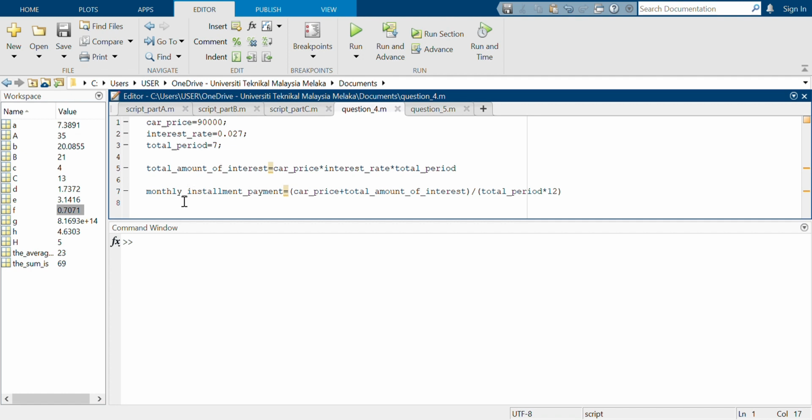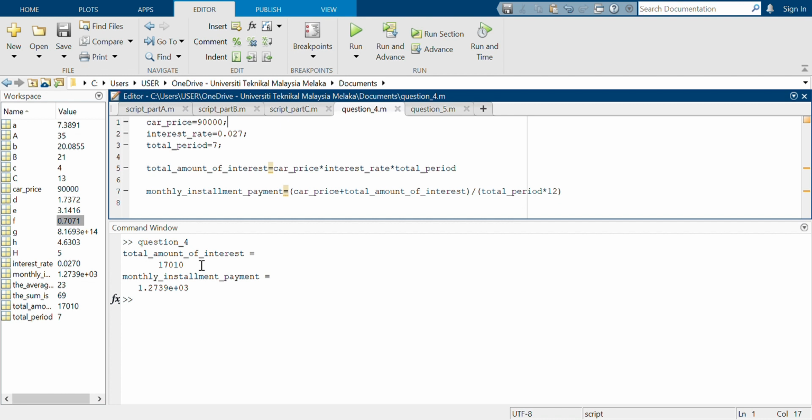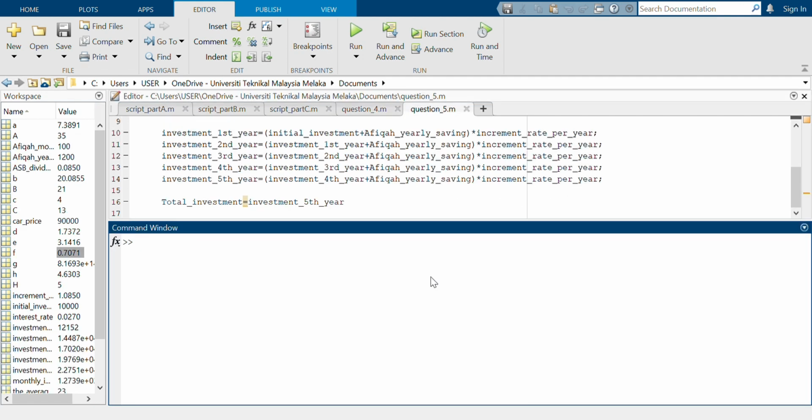And then for monthly installment payment, it's car price plus the total amount of interest, divided by total period, which is 7, times 12 months. So when I run this script, I will get total amount of interest is 17,010, and monthly installment payment 1.2739e+03.